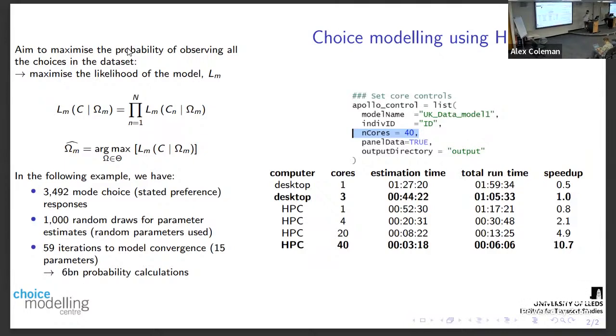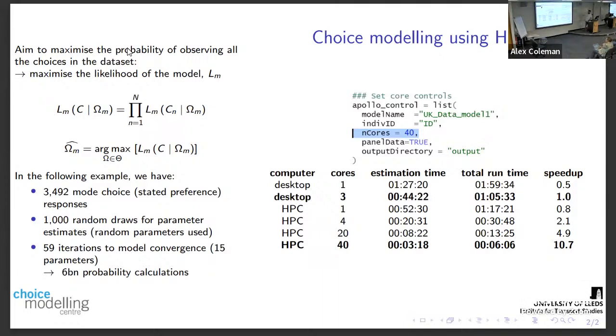I'm using the Apollo choice modeling package in R, and it has a nice little feature where you set the number of cores that you're going to use in the model. So if I was using just my desktop, I'd probably want to use one less than what it's got so that I can do other stuff at the same time. So I might use three of the 4 cores for this model.